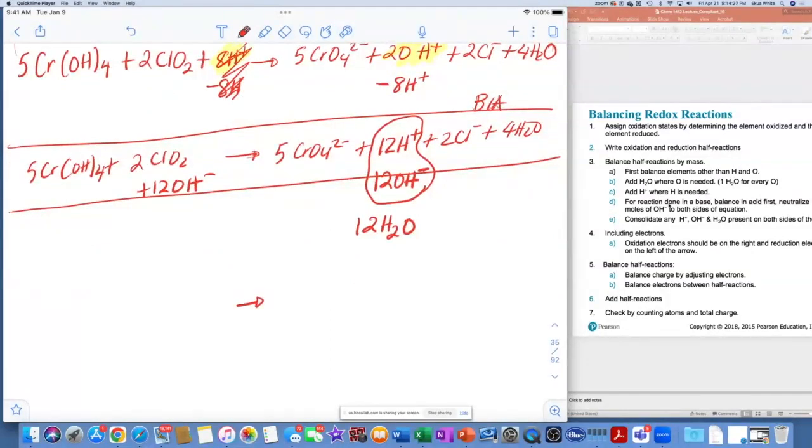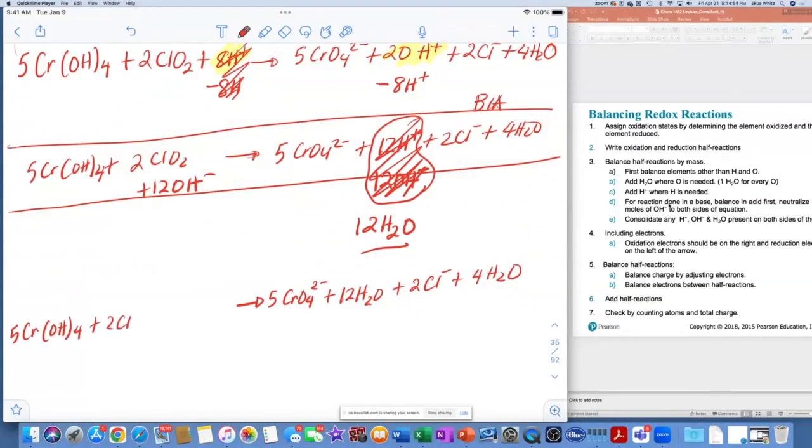So let me write the right side first. 5 CrO4 2 minus plus, this gets replaced by that, 12 H2O plus 2 Cl minus plus 4 H2O. Did I get them all? 1, 2, 3, 4. And on the left side, we have 5 CrOH4 plus 2 ClO2 plus 12 OH minus.